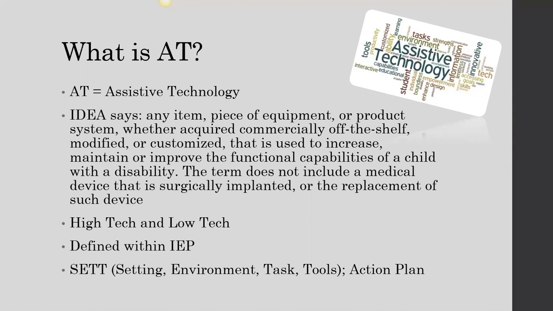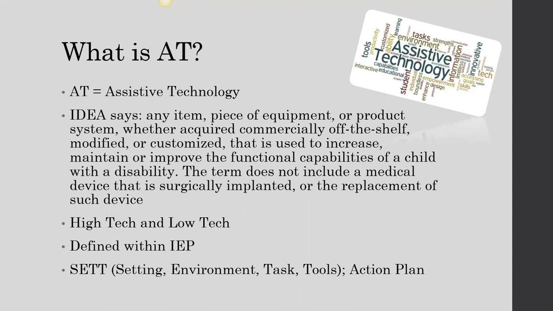And of course, that's any item or piece of equipment or product or system that is modified or customized, and it's used to increase, maintain, or improve the functional capabilities of a child with a disability. And as you look throughout the system, whether it's the private sector or insurance companies, you can take the child out and put in individual, and the definition is pretty much the same. But one key part here is that this does not include a medical device that's surgically implanted. So if you're talking about something like a pacemaker, that is not assistive technology. This would be something that is used by the individual, or a service that's provided to the individual.